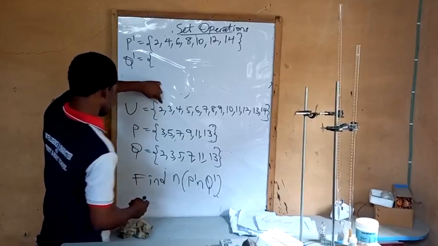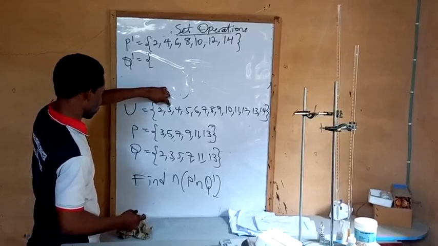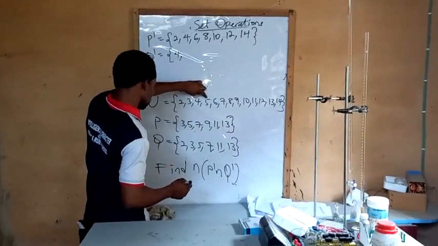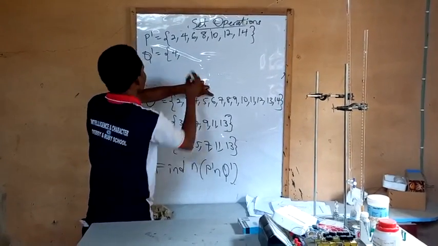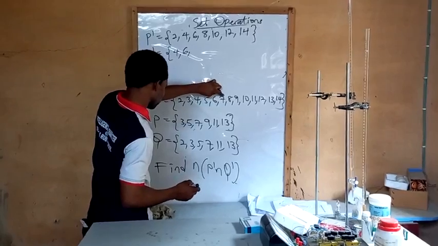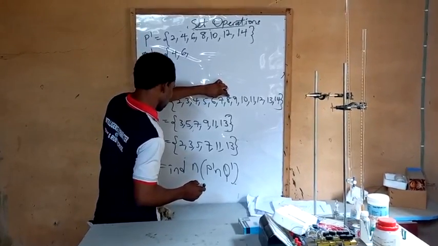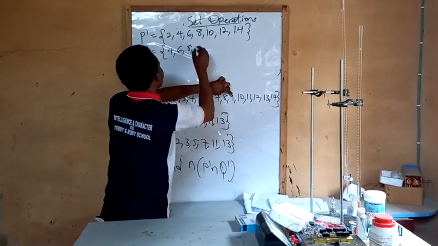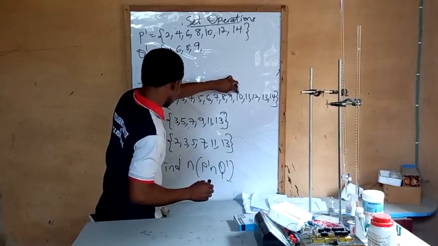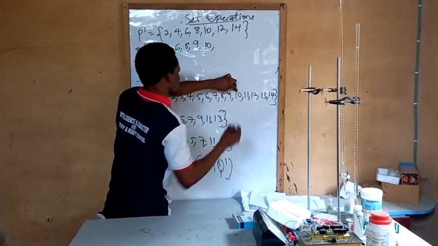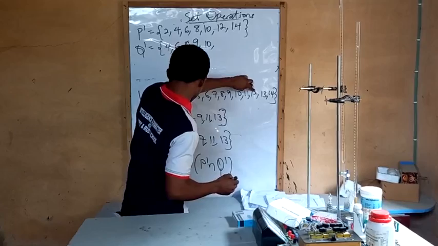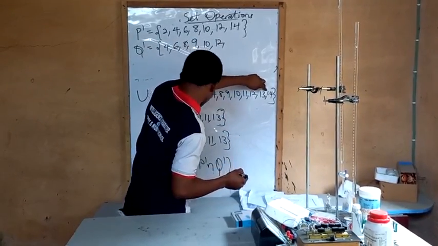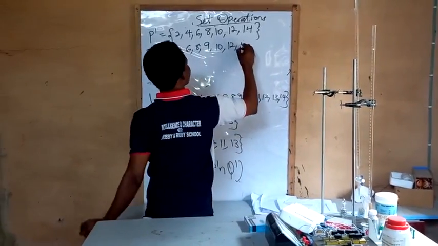Can 2 be found in Q? Yes. Can 3 be found in Q? Yes. Can 4 be found? No. Can 5? Yes. Can 6? No. Can 7? Yes. Can 8? No. Can 9 be found? No. Can 10? No. Can 11? Yes. Can 12? No. Can 13? Yes. Can 14? No.